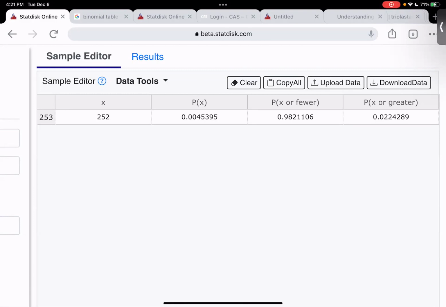And this value is the probability of x less than or equal to 252. And this is the probability of x greater than or equal to 252. So in some cases it's not easy to use the calculator, so we have to use technology to find those values. They said, at least 252.